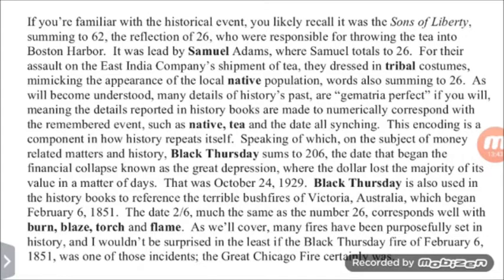Black Thursday is also used in the history books to reference the terrible bushfires of Victoria, Australia, which began February 6, 1851. The date 2-6, much the same as the number 26, corresponds well with burn, blaze, torch, and flame. As we'll cover, many fires have been purposefully set in history, and I wouldn't be surprised in the least if the Black Thursday fire of February 6, 1851 was one of those incidents. The Great Chicago Fire certainly was.